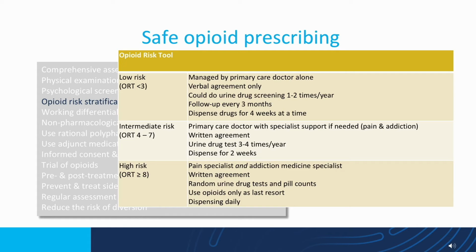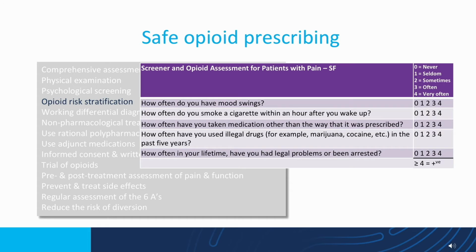Definitely going to be a written agreement and a couple of other pointers. But I would advise, if you've picked up high-risk patients, then you would use other forms of non-opioid therapy or engage specialist services early. Screener and Opioid Assessment for Patients with Pain. This is the short form. 5 questions. We use this in our pain questionnaire.